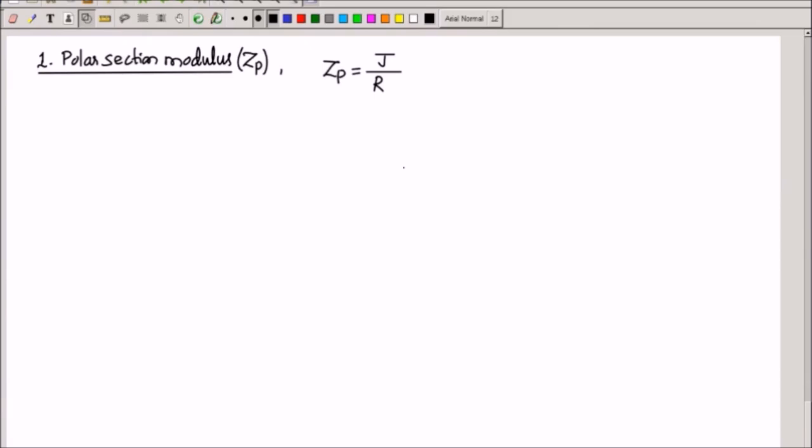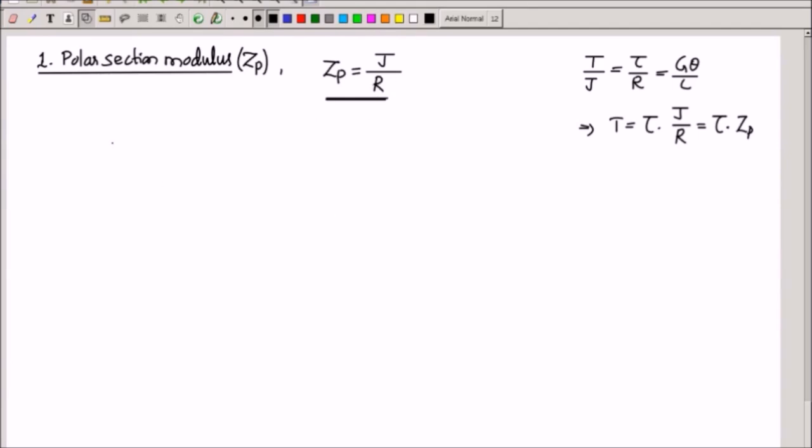And moment of inertia about the axis perpendicular to the plane of the area is known as polar moment of inertia J. And the torsion equation is T by J is equal to tau by R is equal to G theta by L. This gives us T is equal to tau into J by R, and J by R is called Zp, polar section modulus. So polar section modulus Zp is the ratio of polar moment of inertia J to the radial distance to the outermost surface of the shaft.